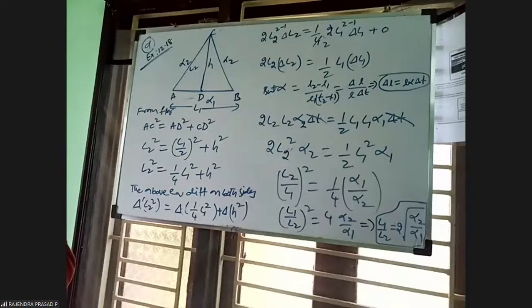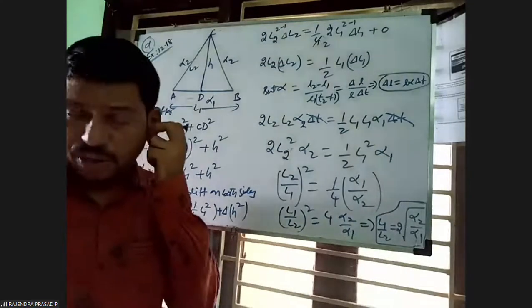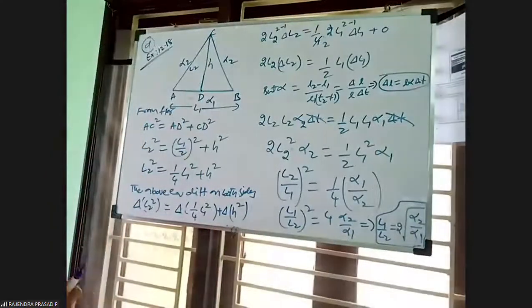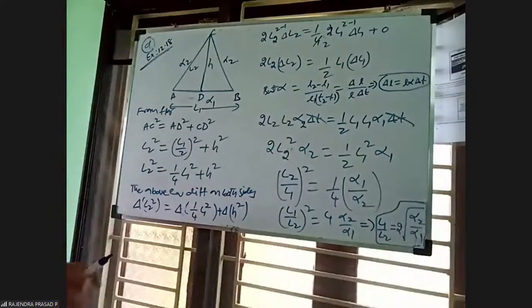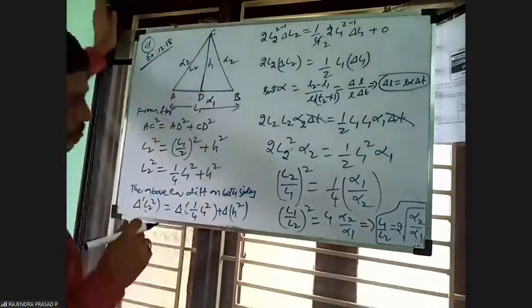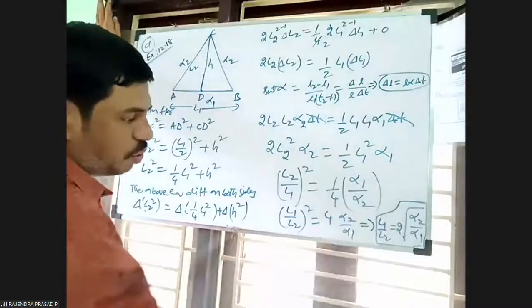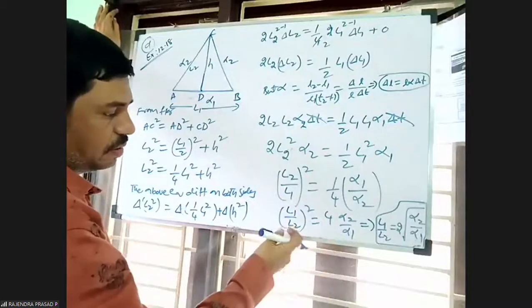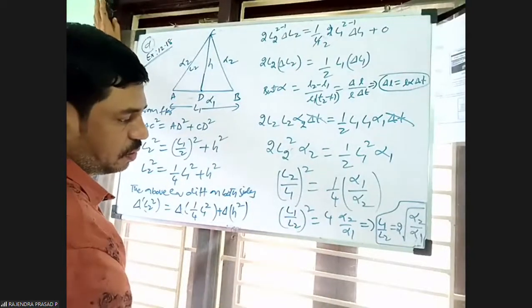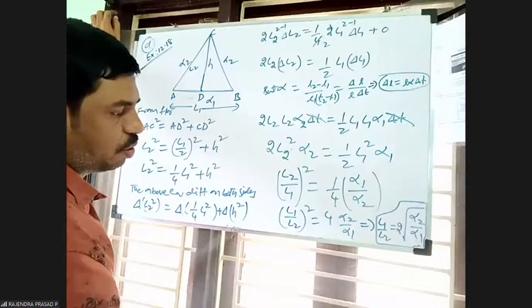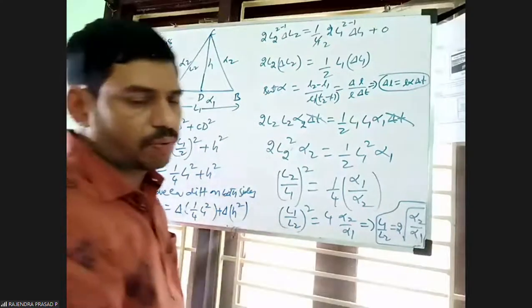Sir, if the length is the same, will they ask for the ratio? Relation, alpha 1, alpha 2 relation. For example, if L1 equal to L2, both are cancelled. Alpha 1 equal to 4 alpha 2.